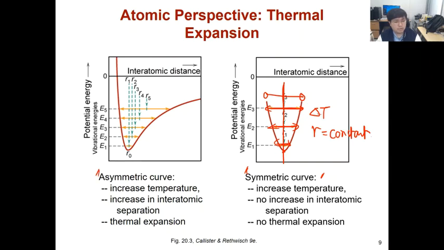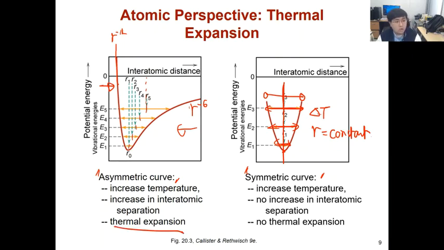Is this energy curve axisymmetric or asymmetric? It is because the repulsive interaction is proportional to r to the minus 12, while the attractive part is r to the minus 6. So the attractive and repulsive forces have different strengths. We finally obtain this kind of asymmetric curve, so that when the temperature increases, the center point is shifted and looks like this. So the equilibrium bond distance increases with temperature, and we can expect thermal expansion.